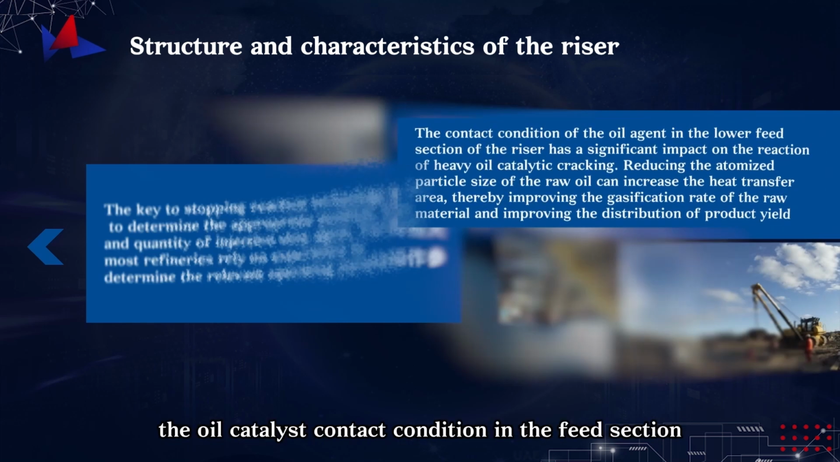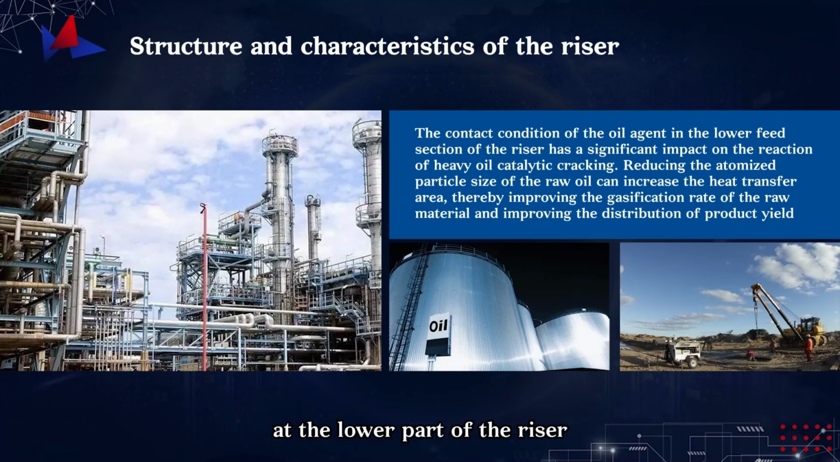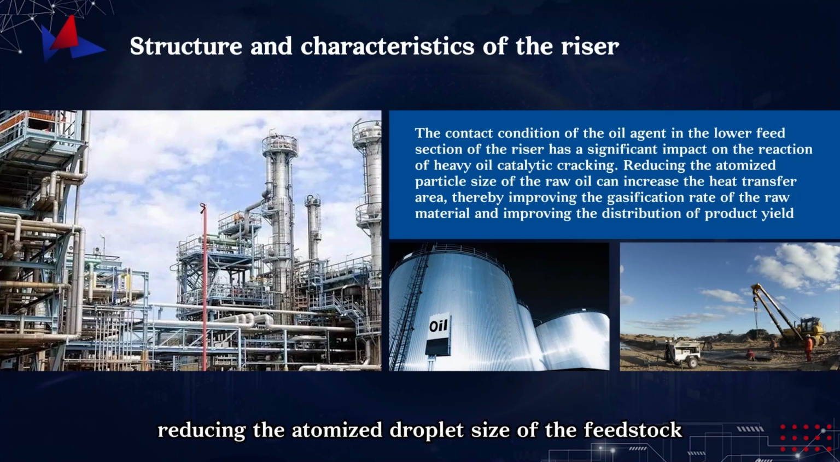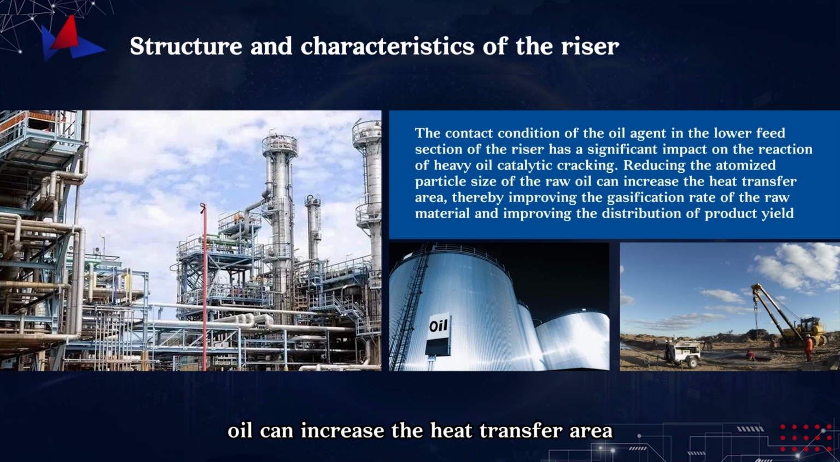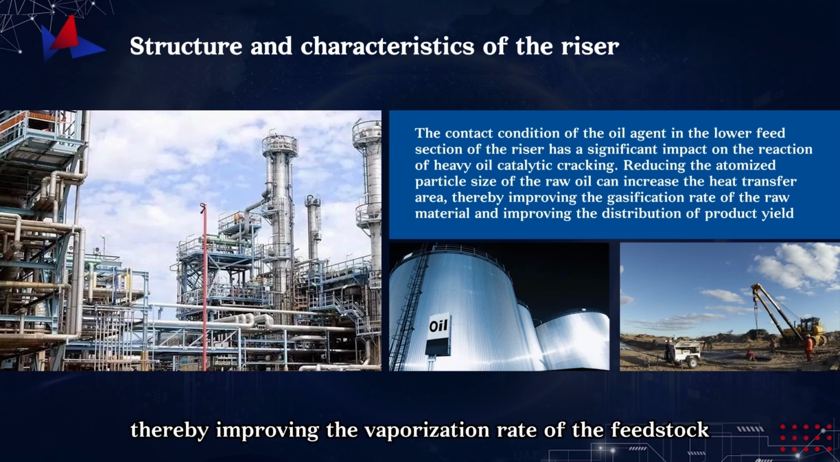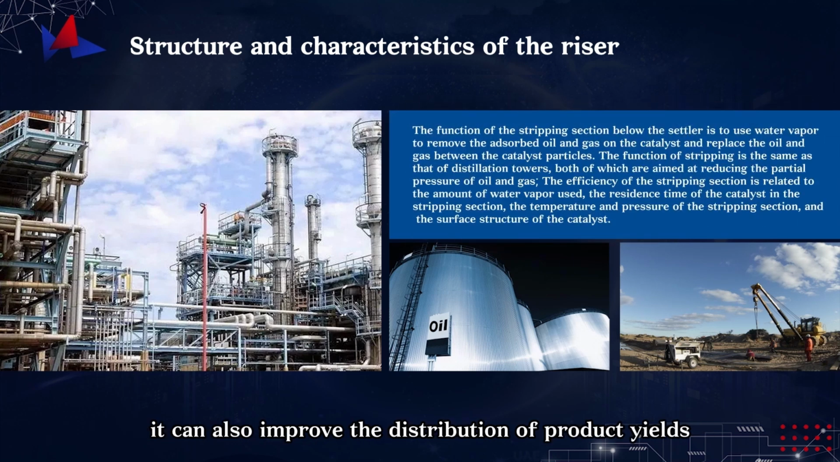The oil-catalyst contact condition in the feed section at the lower part of the riser has an important impact on the reaction of heavy oil catalytic cracking. Reducing the atomized droplet size of the feedstock oil can increase the heat transfer area, thereby improving the vaporization rate of the feedstock. It can also improve the distribution of product yields.